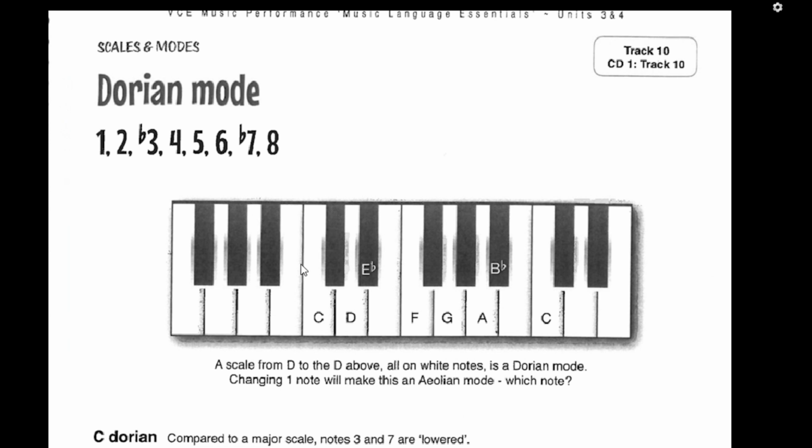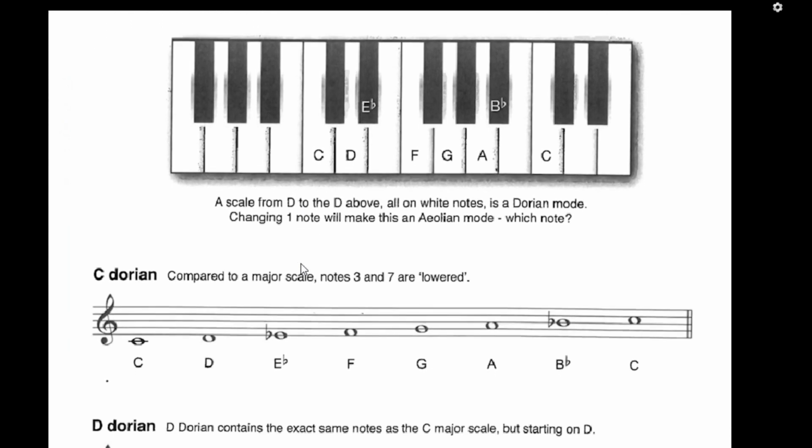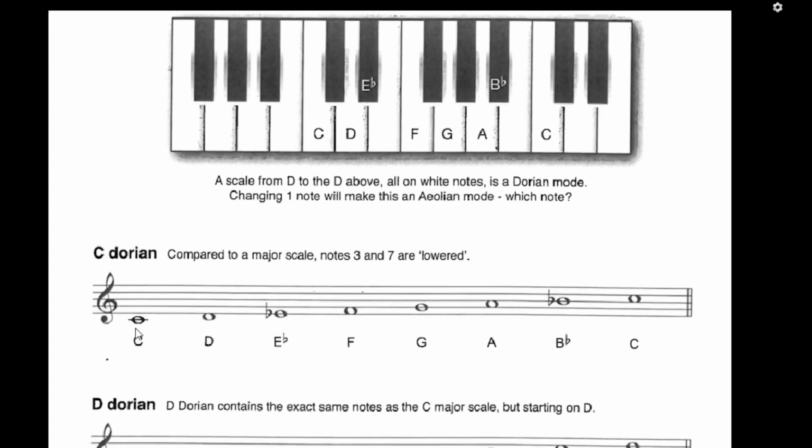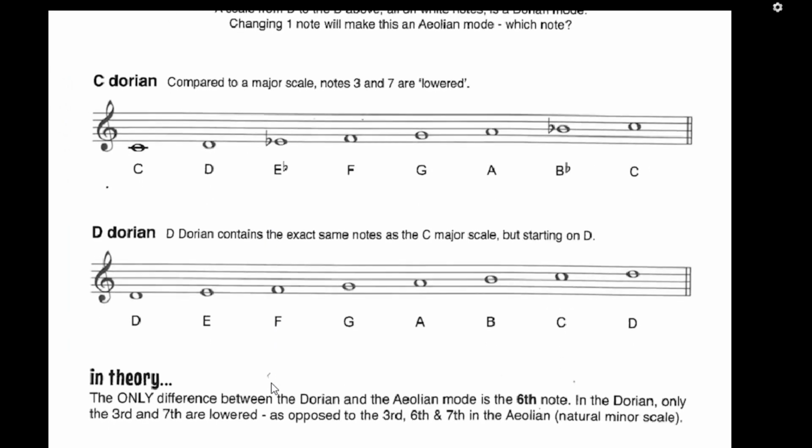So let's have a look at it on the stave. There's C Dorian, just like it was on the piano. So C, D, E flat this time, F, G, A, B flat, C. Of course, if those flats weren't there, it'd be a C major scale. And finally, down here, we have D Dorian on this page.